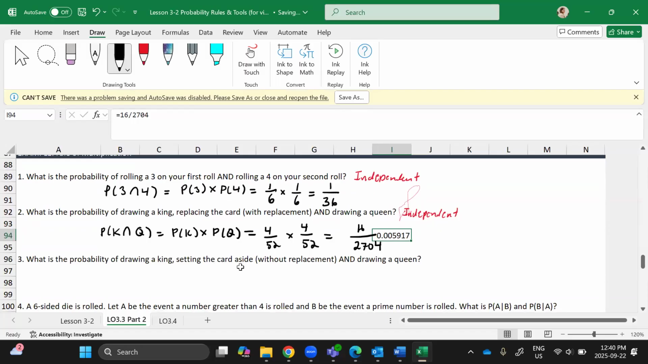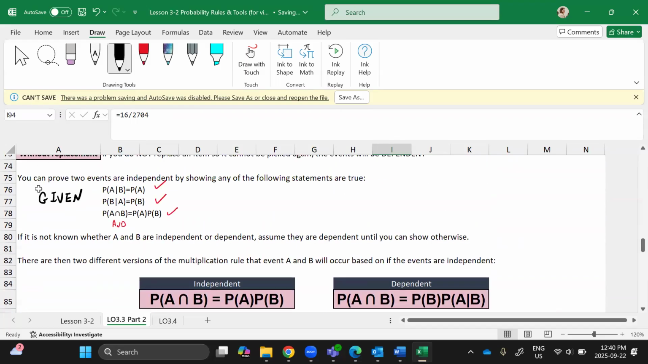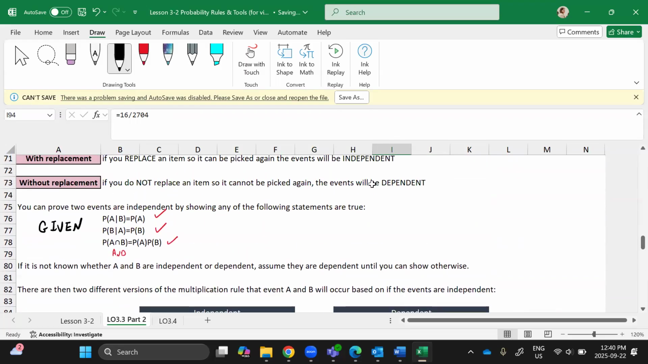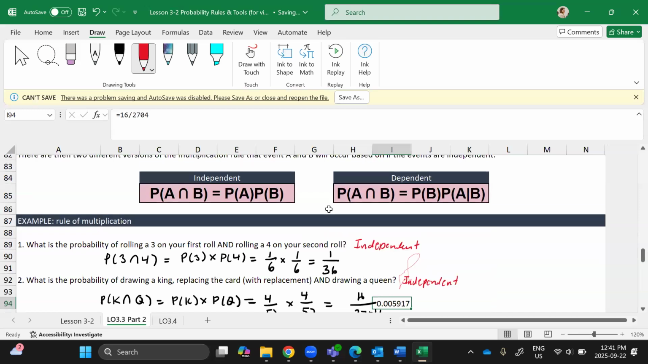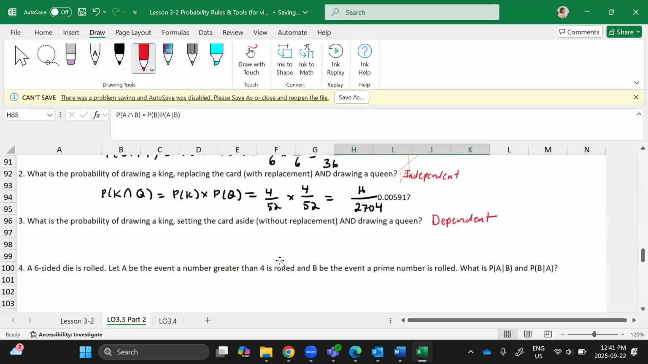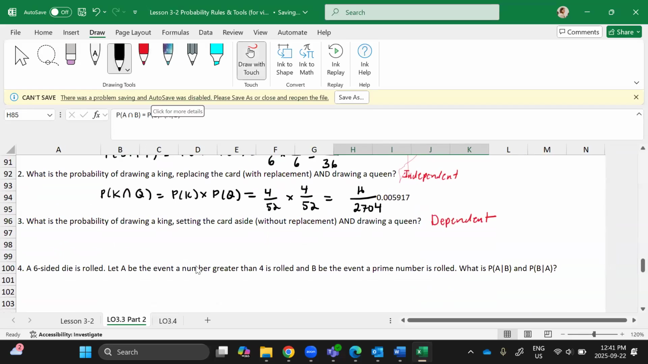Now, what if we have the same question but without replacement? We said that when you have without replacement, then the events will be dependent. So this is our first circumstance where the events are dependent, and according to the multiplication rule, when events are dependent, then the probability of A and B is the probability that B happens times the probability of A given that B already happened. I'll show you how that influences this question.